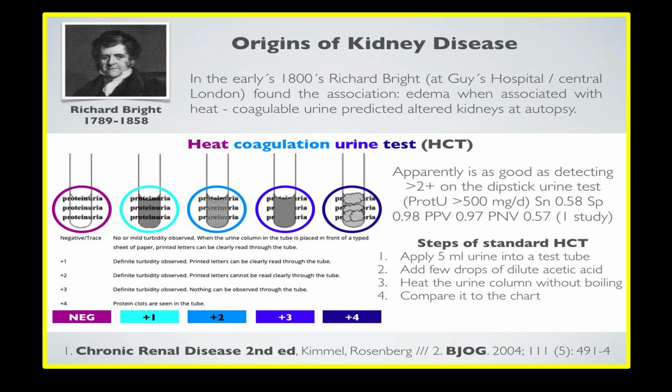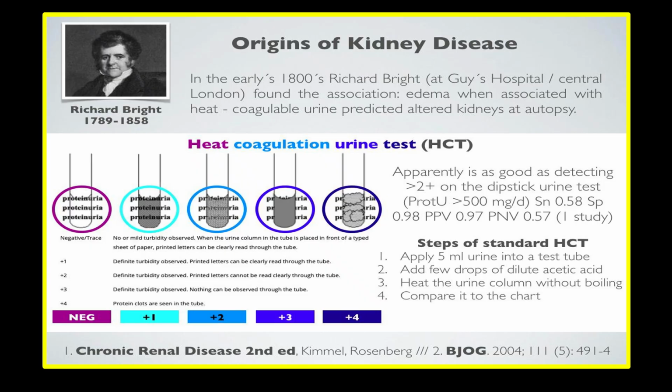Origin of kidney disease testing: in the early 1800s, research at Guy's Hospital, Central London, found that edema was associated with heat-coagulated urine precipitate, and later with kidney autopsy findings. Detecting greater than 2 plus on the dipstick urine test, or urine protein greater than 500 mg a day, has sensitivity 0.58, specificity 0.98 and positive predictive value 0.97.